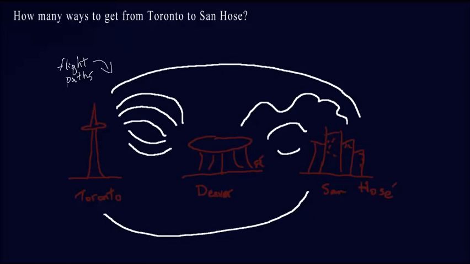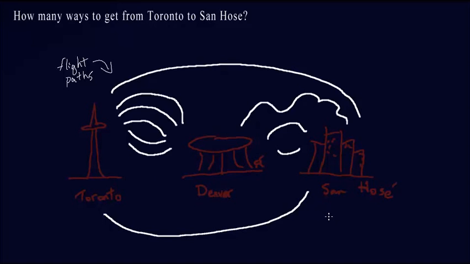Our third example is about traveling. Let's say you want to go on an airplane. You want to go from Toronto to San Jose. But in the middle is Denver, and your plane has to stop there to refuel. I guess that makes sense. Yeah, it's a small plane, so it has to refuel. Each of these white lines represents a flight path. So the question is, how many total ways can your plane fly from Toronto to San Jose?